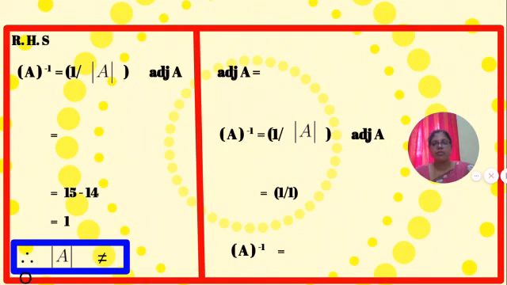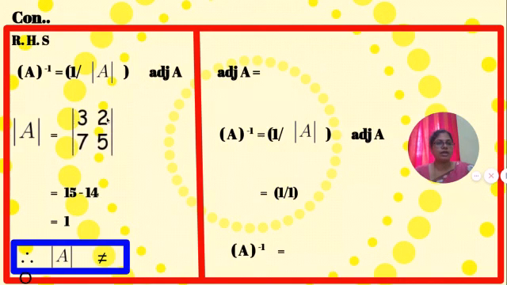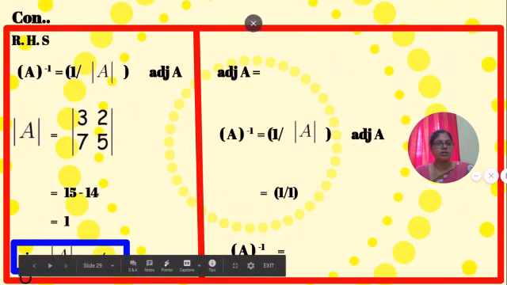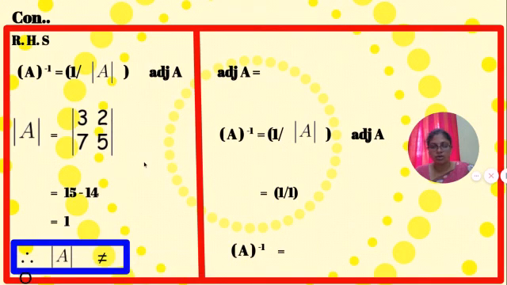For the RHS we have to find B inverse and A inverse. First we will find the A inverse. A inverse is equal to, the formula is, 1 by modulus A into adjoint A. First we have to find the modulus A, that is, whether the matrix A is a non-singular matrix. So modulus A is equal to |3 2; 7 5|, 15 minus 14, which is equal to 1. So mod A is equal to 1, which is not equal to 0. So we can say the inverse exists.